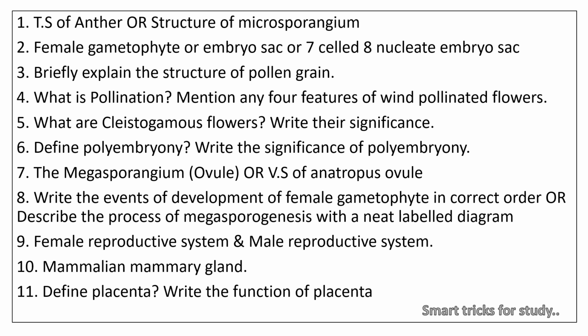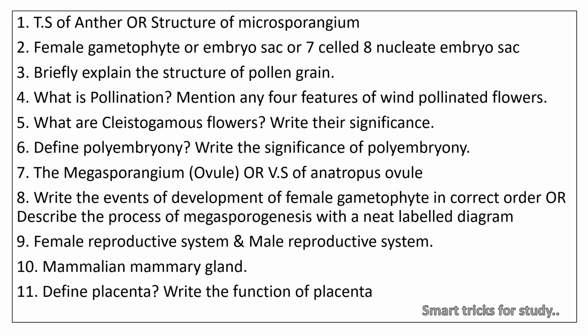Write the significance of polyembryony. 7. The megasporangium, ovule, or VS of anatropous ovule. 8. Write the events of development of female gametophyte in correct order or describe the process of megasporogenesis with a neat labeled diagram. 9. Female reproductive system and male reproductive system. 10. Mammalian mammary gland.